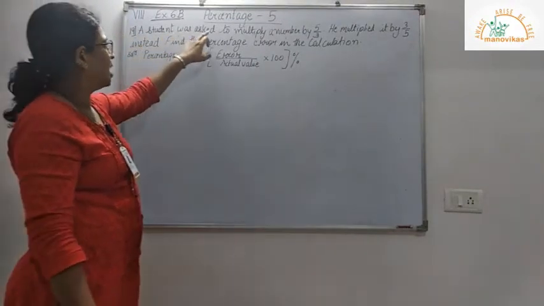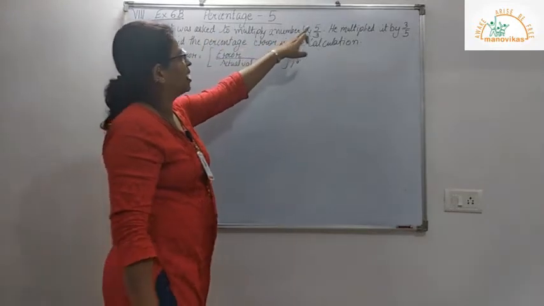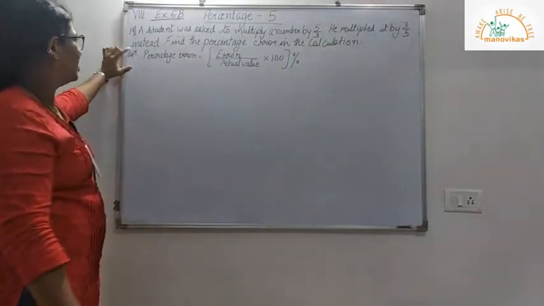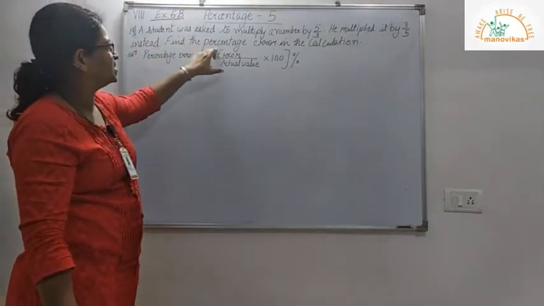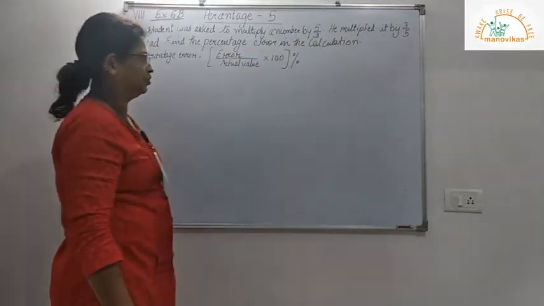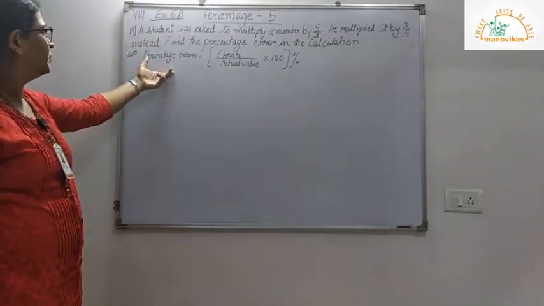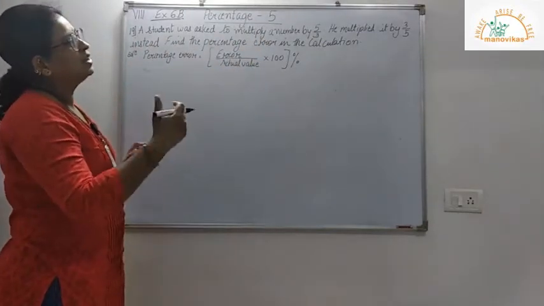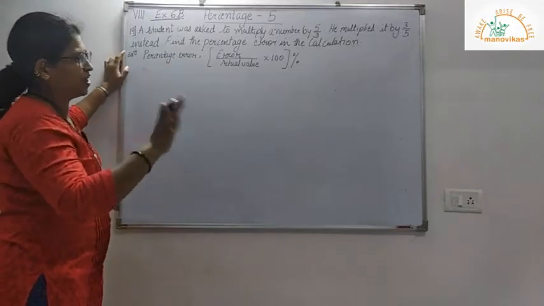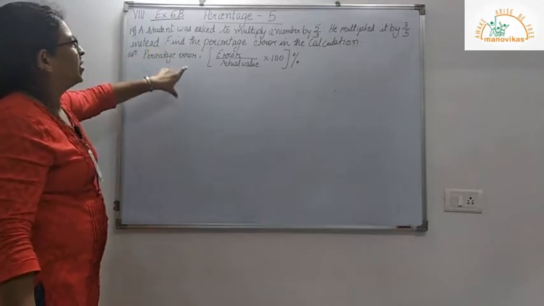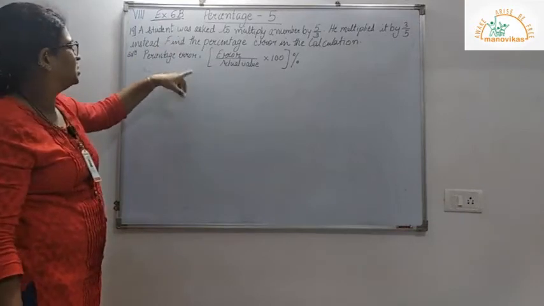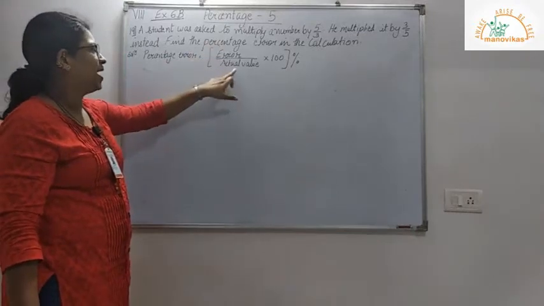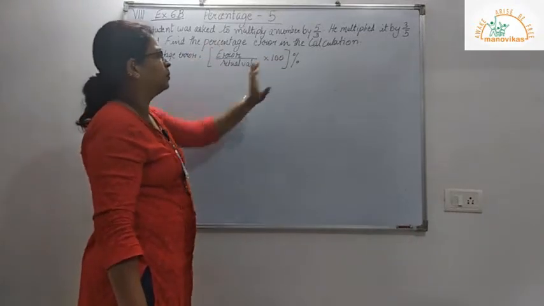A student was asked to multiply a number by 5 upon 3. He multiplied it by 3 upon 5 instead. So find the percentage error in the calculation. So now in this problem, a student was asked to multiply a number by 5 upon 3. Instead he multiplied the number by 3 upon 5. Now we have to find the percentage error in the calculation. The formula has already been given to us. Percentage error is equal to error upon actual value into 100%.